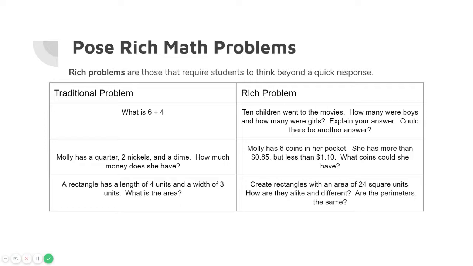And then I love this one. I love this one when I taught 7th grade. A rectangle has a length of 4 units and a width of 3 units. What's the area? Easy for them to do. There's one answer. But what about this? Create a rectangle with the area of 24 square units. Now create a different one. Are they alike? Are they different? Are the perimeters the same?